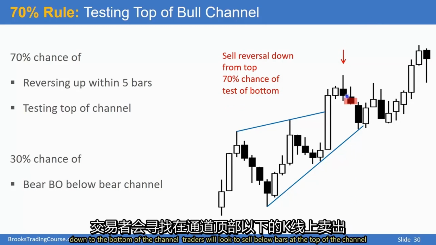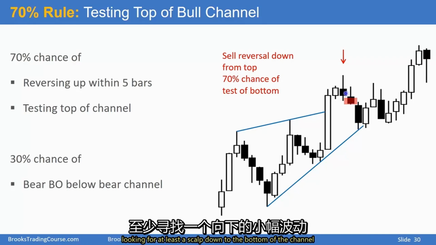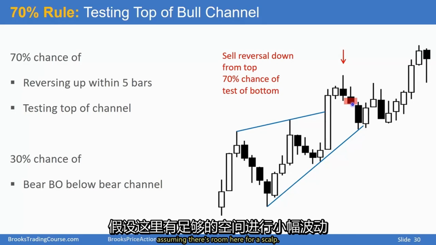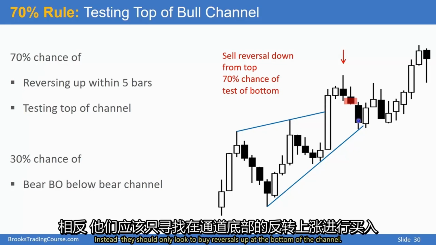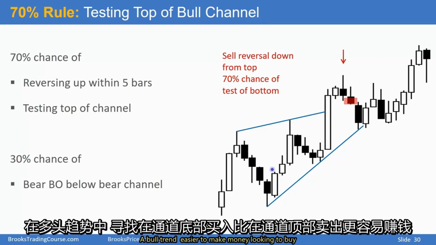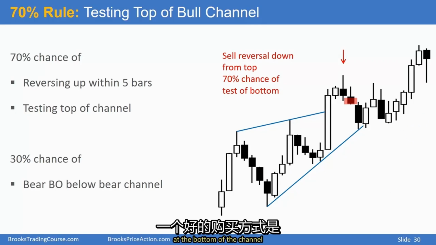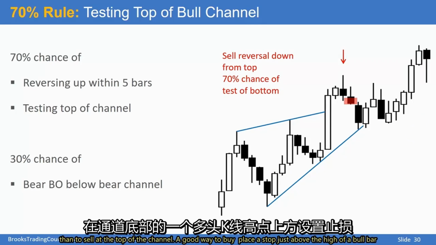Because there's a 70% chance that the market will reverse down to the bottom of the channel, traders will look to sell below bars at the top of the channel, looking for at least a scalp down to the bottom of the channel, assuming there's room here for a scalp. If there's not enough room for a minimum scalp, traders should not take that short. Instead, they should only look to buy reversals up at the bottom of the channel. In a bull trend, it's easier to make money looking to buy at the bottom of the channel than to sell at the top of the channel.